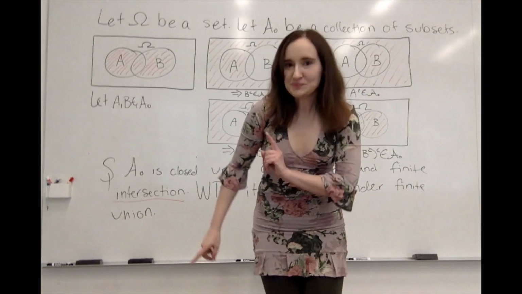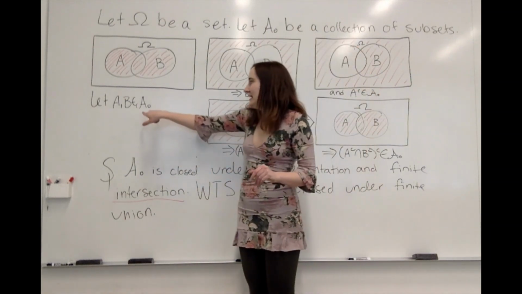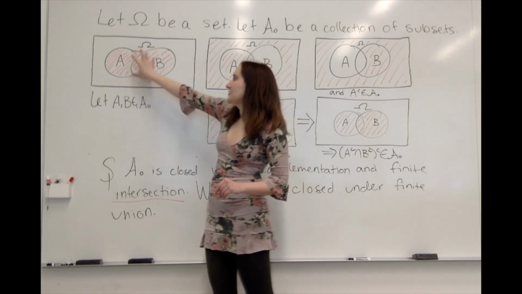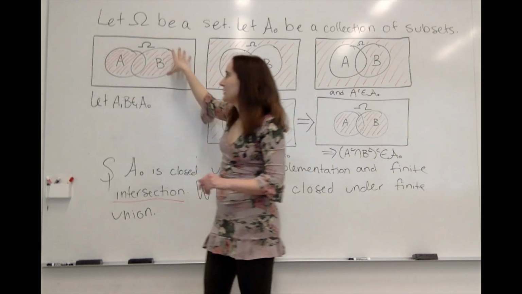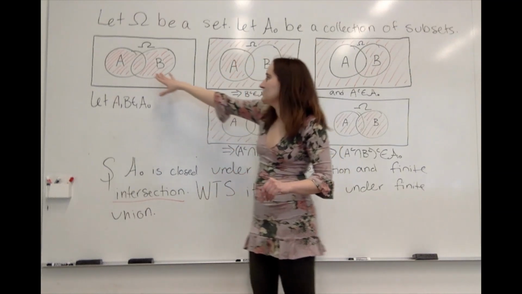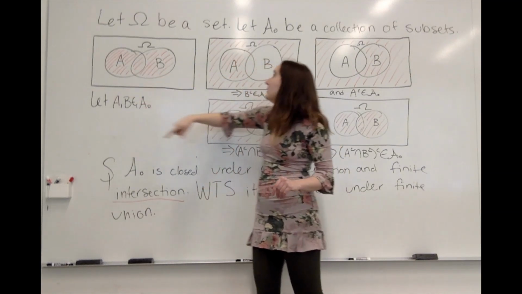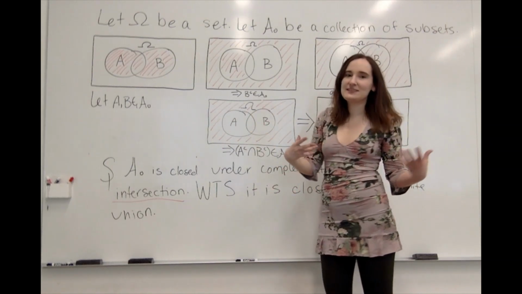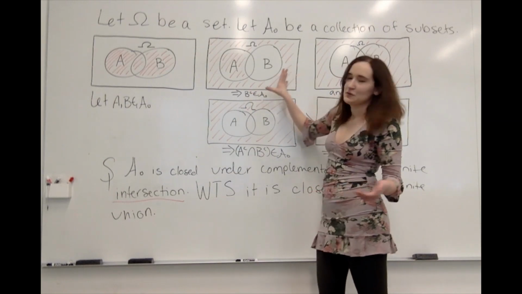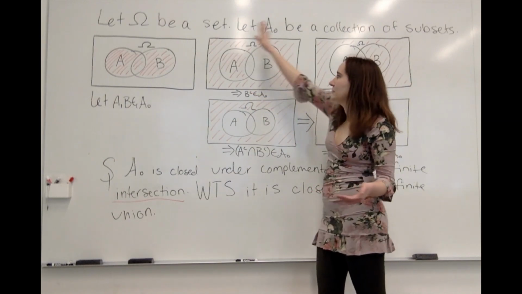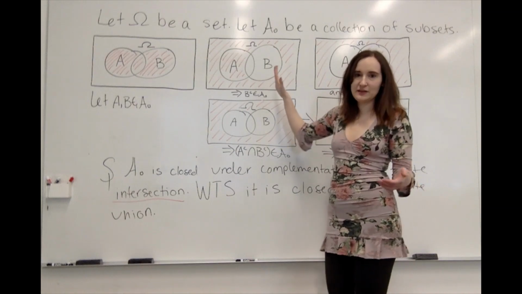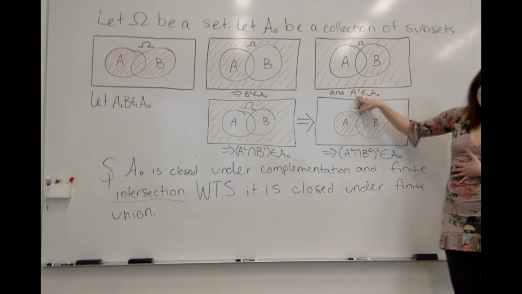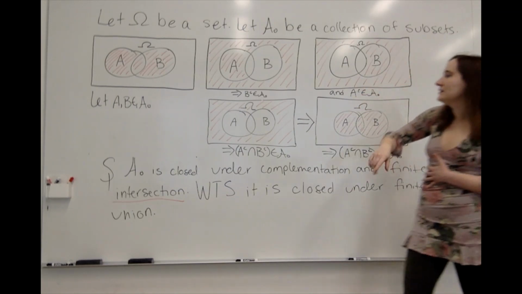So we're going to start by taking two elements in A-naught, call them A and B. Those are shaded here. This whole rectangle is omega. And we can see that these shaded elements are in A-naught. We've supposed that it's closed under complementation, so that means the complement of B is also going to be an element of A-naught. So everything here shaded in red in omega is also an element in our algebra. And also the complement of A is an element in A-naught.